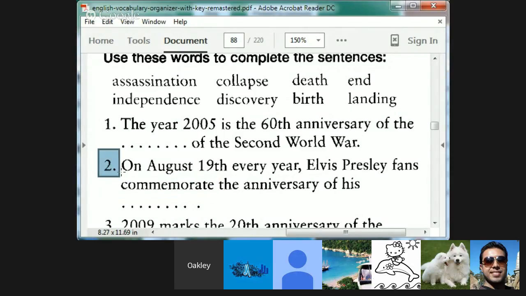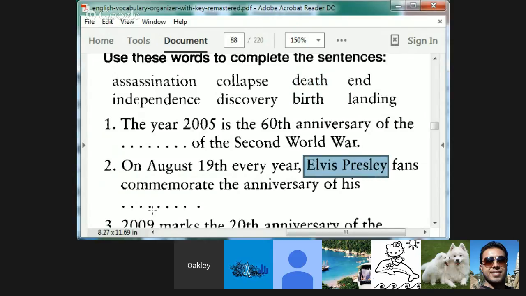For example, next one here, Felipe. Yes, on August 19th, every year, Elvis Presley fans commemorate the anniversary of his birth. Okay, again, you commemorate something bad. You celebrate something good. You celebrate a birth. You commemorate a death. Okay. All right.